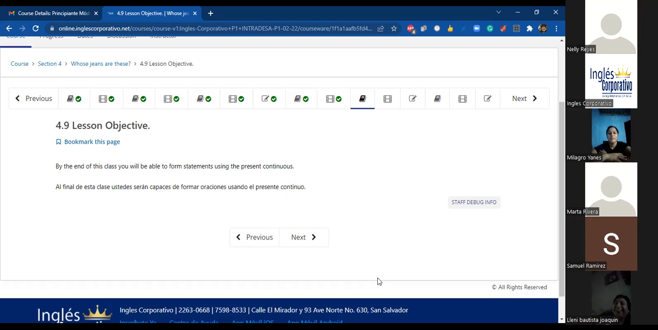Okay, good. Now, if you look at, for example, Milagro, si ven a Milagro, ¿qué está haciendo? What is she doing? What is Milagro doing? I don't see you. Milagro? What is Milagro doing? Mira dónde tiene la manita. She's touching her face, tocándose el rostro, right? Touching her face. Okay, that's what she's doing.